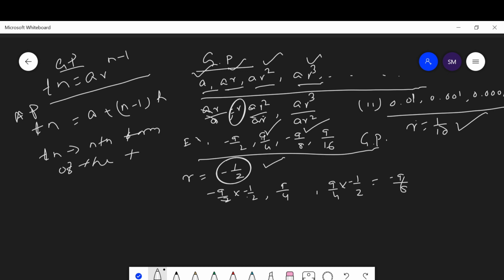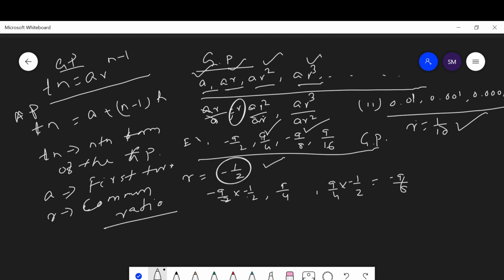Please students, note down the important points and be attentive. If any doubt, please ask me in my comment box. I am ever ready to clear all your doubts. Where A is the first term and R is the common ratio. As I have already told you, the GP is the representation A, AR, AR square, AR cube, where A is the first term and R is the common ratio.